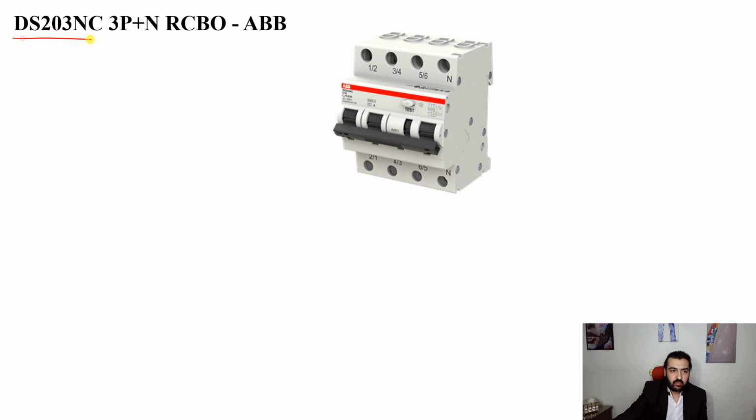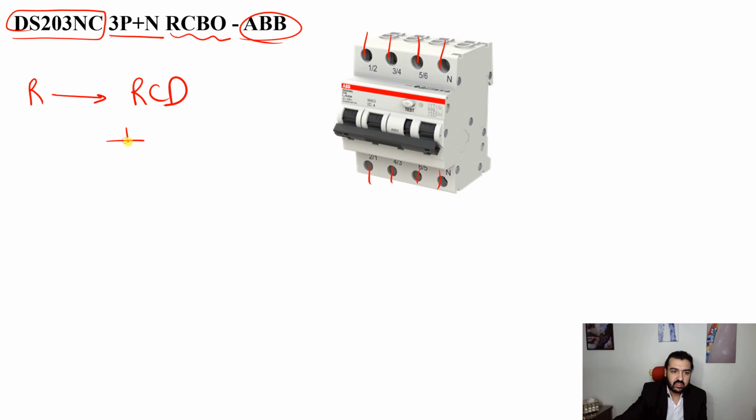So we have this model from ABB. 3-pole plus neutral RCBO. 3-pole plus neutral, you can see 3-phase and the neutral, as you can see here. Now, if you remember, what does RCBO mean? RCBO means a residual current device with overcurrent protection, meaning that it can act as an RCD unit plus a miniature circuit breaker, protection against overload and short circuit, and the protection against earth fault.